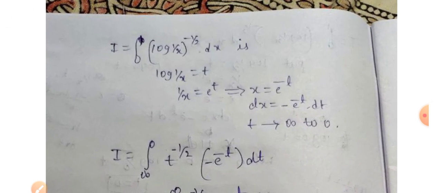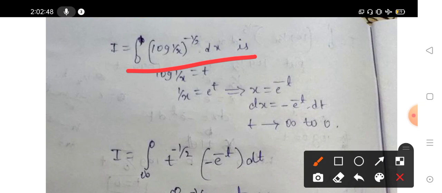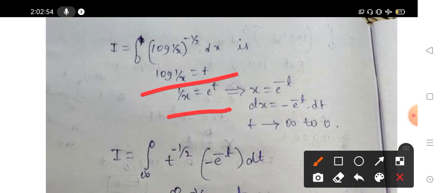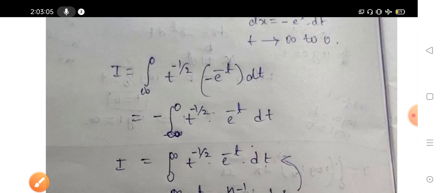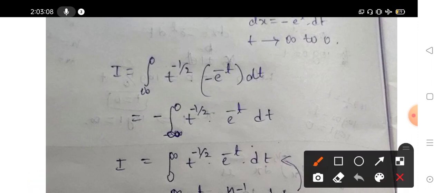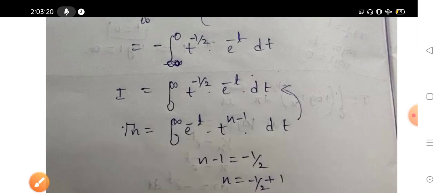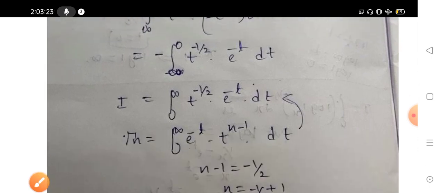Here I equals integral from 0 to 1 of log 1 upon x raised to minus 1 by 2 dx. Put log 1 upon x equal to t, and 1 upon x is equal to e raised to t, which implies x equals e raised to minus t, dx equals minus e raised to minus t dt. As x tends to 0, t tends to infinity. Then I is equal to the integral of t raised to minus 1 by 2 into minus e raised to minus t dt. Here is a common minus, and I equals integral from 0 to infinity of t raised to minus 1 by 2 e raised to minus t dt.